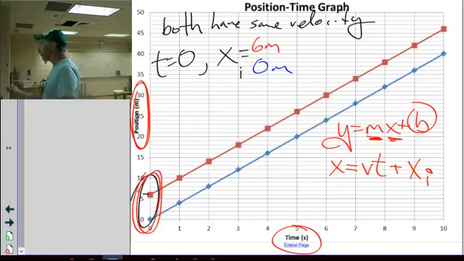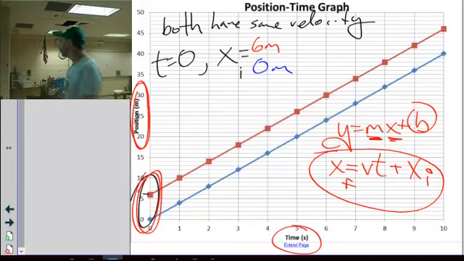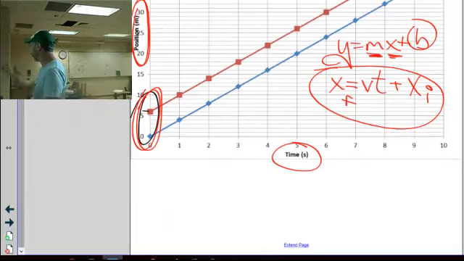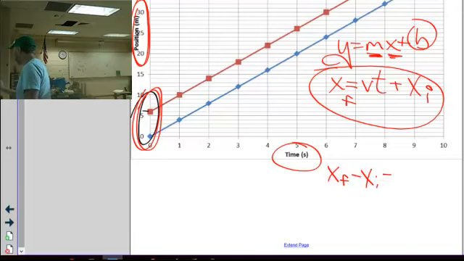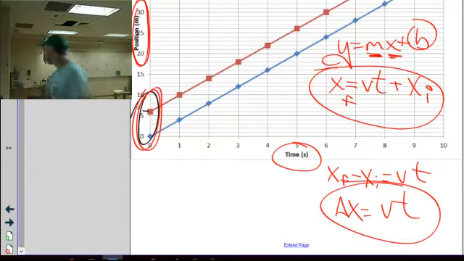Right? Oh, wait a minute. And this is actually telling me the position after some amount of time t. So this is x final. Look at this equation, you guys. If I subtract xi from both sides, watch what happens. Something really cool happens. So I'm going to subtract xi from both sides. x final minus xi equals vt. Oh, that's displacement. This is what we learned in the last video.